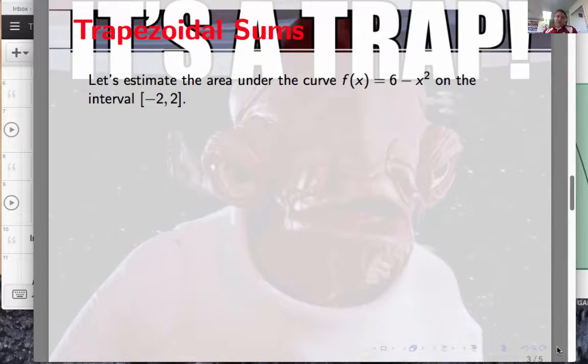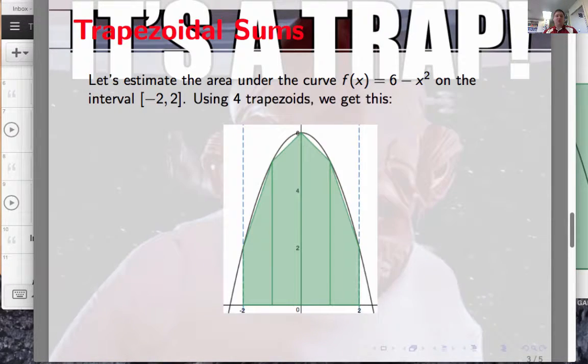If you don't believe me, let's look at an example. So let's suppose that I have some function, 6 minus x squared, and I'm only looking at it on the interval from -2 to 2, and I want to find the area under that curve. Here's a wonderful image of what's going on here. I made Desmos graph 4 trapezoids for me. And so hopefully you can see these.